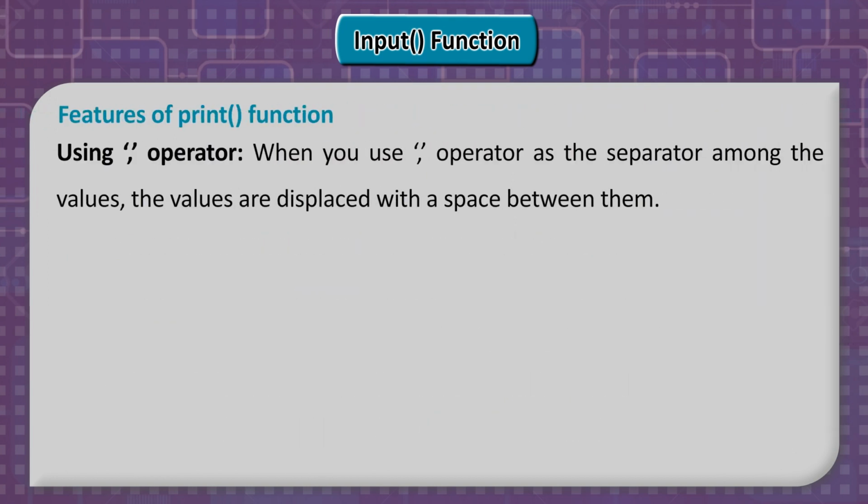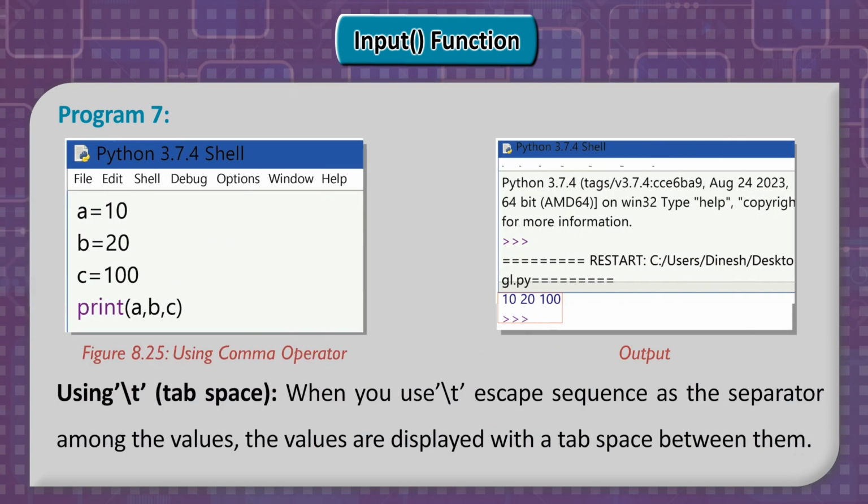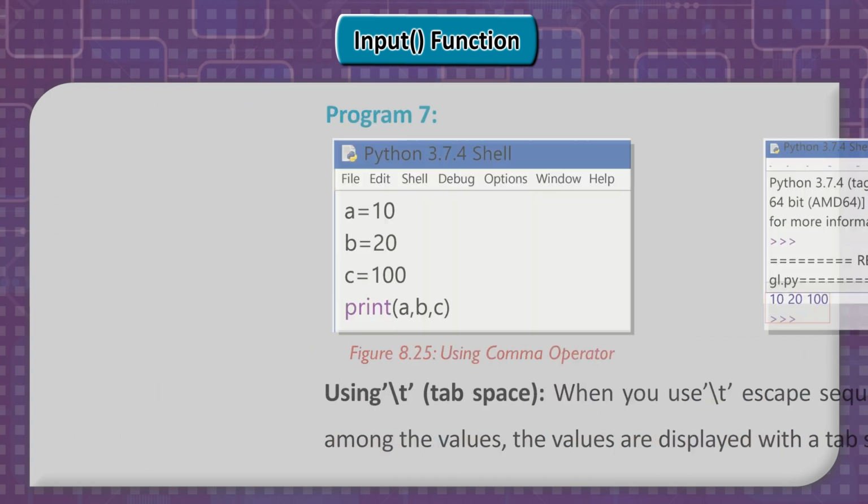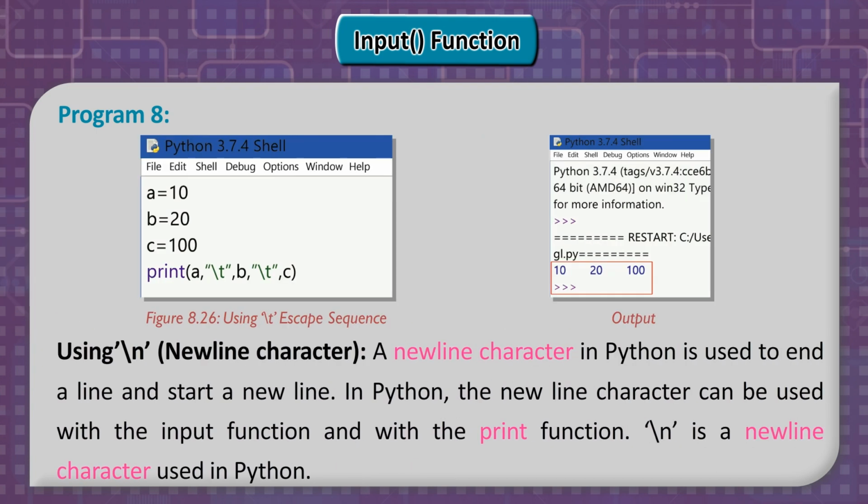Features of print function. Using comma operator. When you use the comma operator as the separator, the values are displayed with a space between them. Program 7. Figure 8.25. Using comma operator. Output. Using \t, tab space. When you use the \t escape sequence as the separator, the values are displayed with a tab space between them. Program 8. Figure 8.26. Using \t escape sequence. Output.